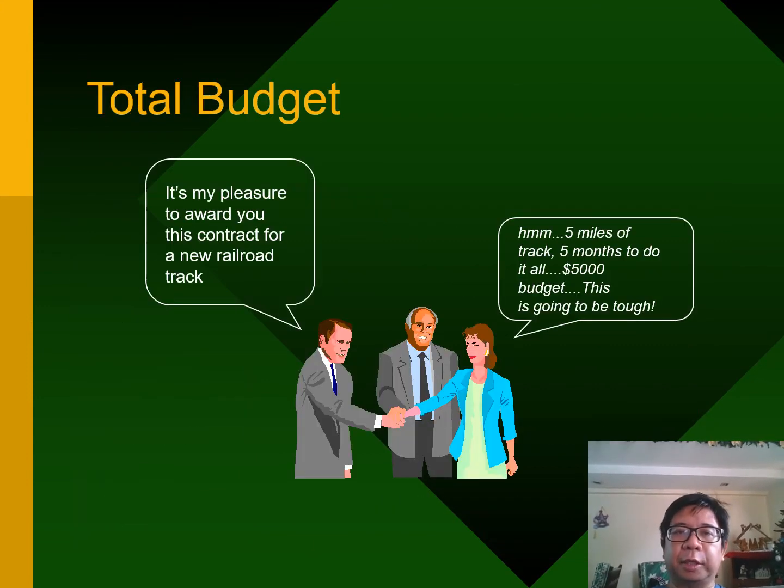Okay, so let's start. Again, let's say that your company has a particular project and they've assigned you as project manager. For this situation, your company has been awarded a contract to build a new railroad track. And the basic details of that railroad track is this. You are supposed to build 5 miles of track in 5 months at a total budget of 5,000 US dollars. Okay, so 5 miles, 5 months, 5,000.